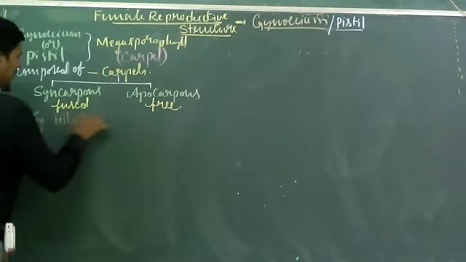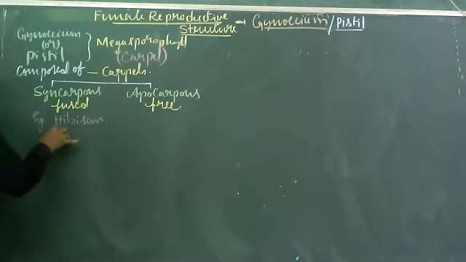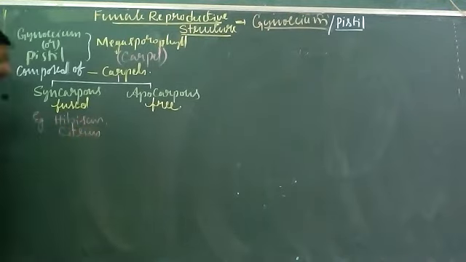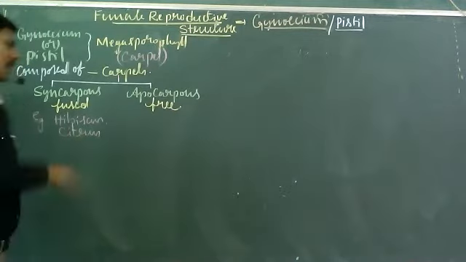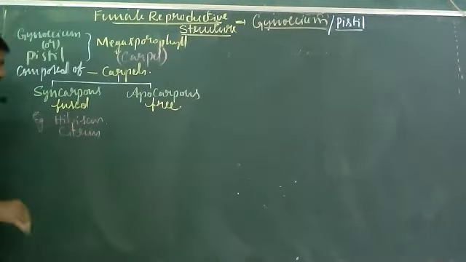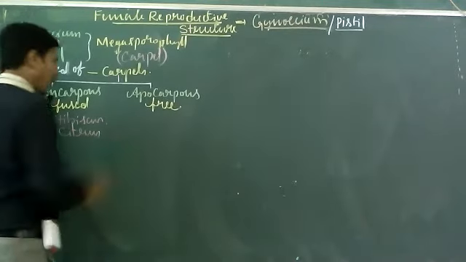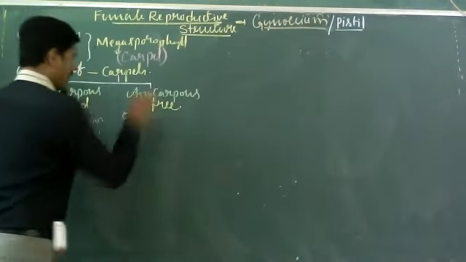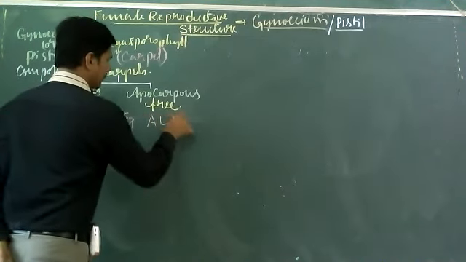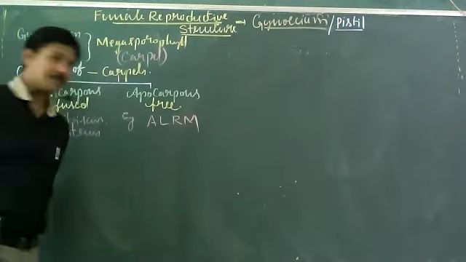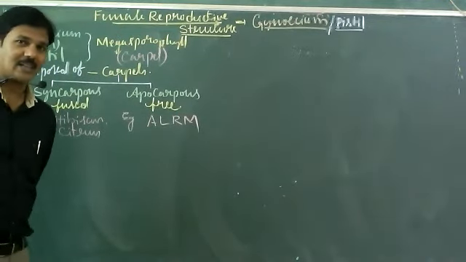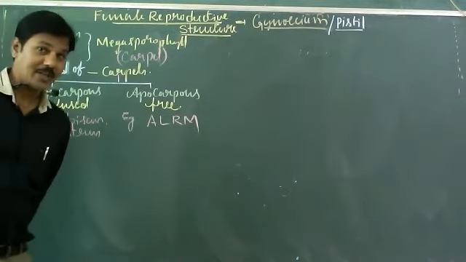Hibiscus, citrus. So likewise papaya, guava, all examples we can see, most of the examples. And apocarpus from the short form alarm. Alarm, A-L-R-M, not exactly correct spelling, but pronunciation alarm.